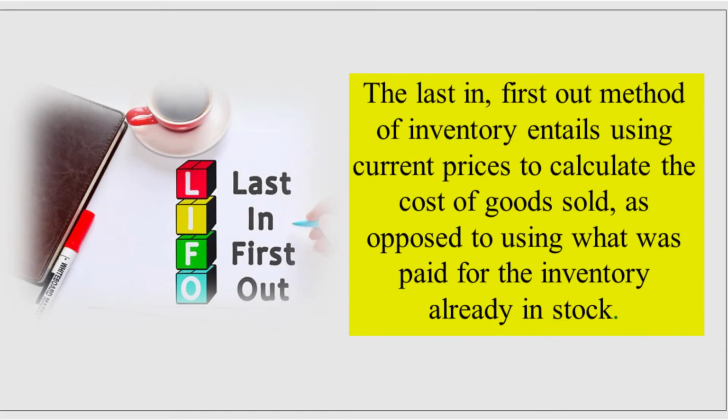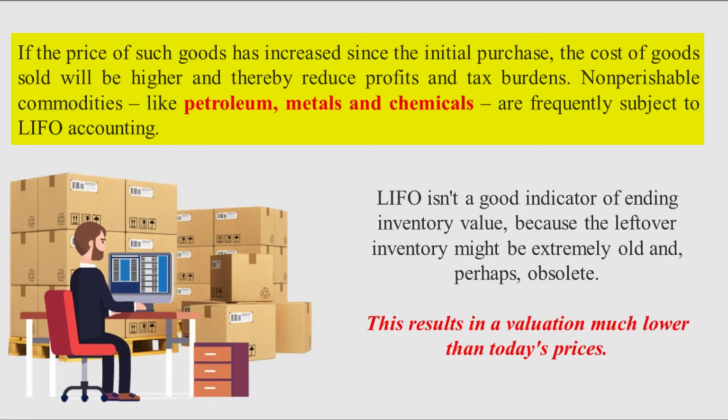This process ensures that older products are sold before they perish or become obsolete, thereby avoiding loss in profit. The last in, first out method of inventory entails using current prices to calculate the cost of goods as opposed to using what was paid for the inventory already in stock. If the price of such goods has increased since the initial purchase, the cost of goods sold will be higher and thereby reduce profits and tax burdens.